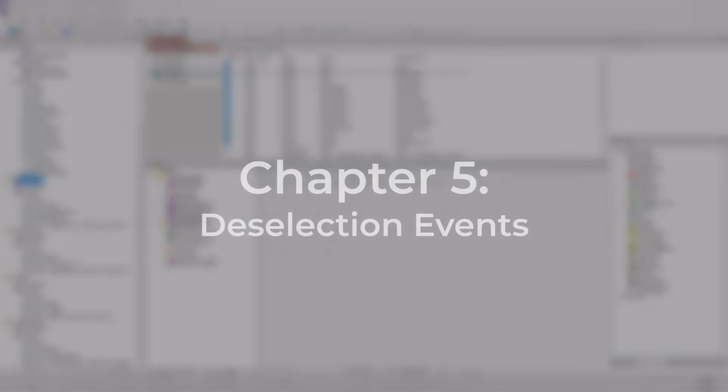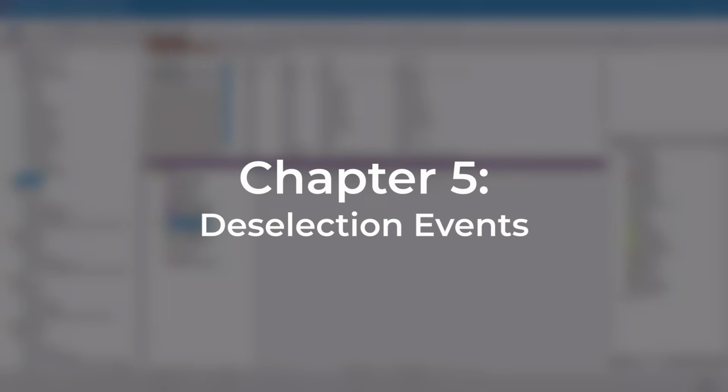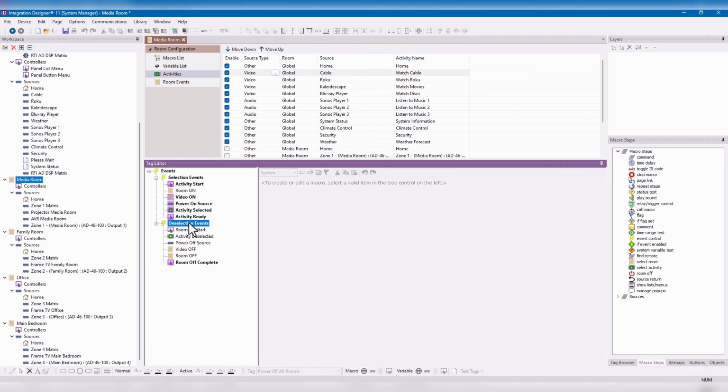Let's turn our attention to deselection events. Deselection events are the events that are going to run when the client turns off the room. So as selection events are meant to set up an activity, deselection events are used to do the opposite, to turn things off, to get the system ready for next time.